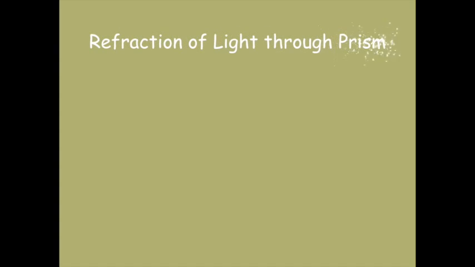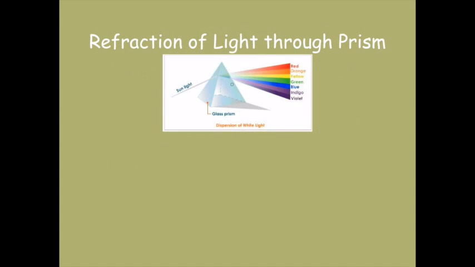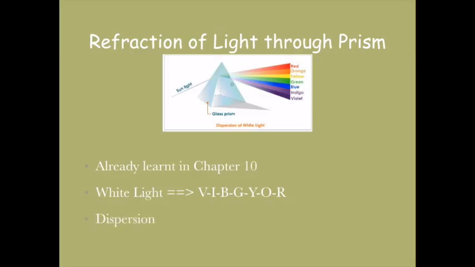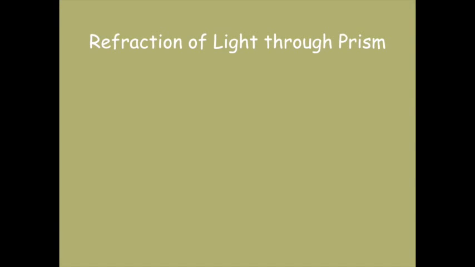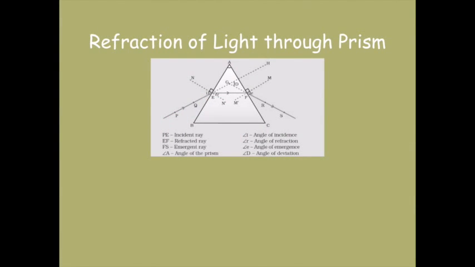So let's move on to the refraction of light through a prism, which we already studied partly in chapter 10. So here what actually happens is white light gets split into 7 colors. This phenomenon is called dispersion. Now let's have a recap of the angles of the prism. Please have a look.